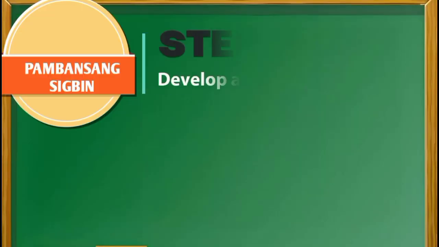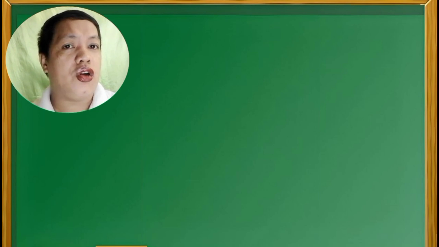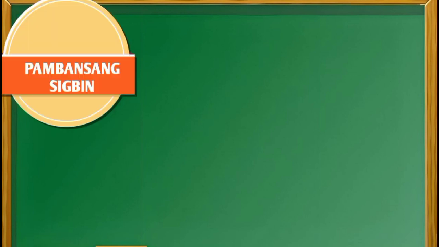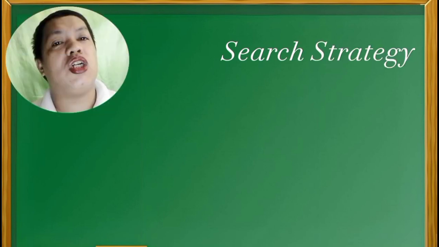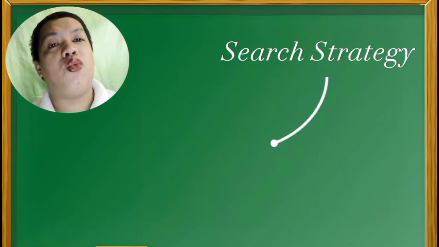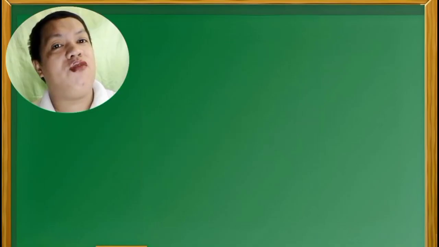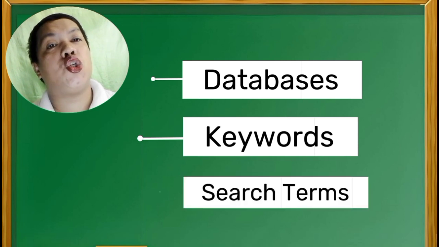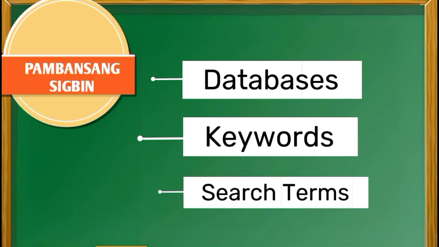Step 2 is develop a search strategy. What do you mean? Once you have identified your research questions or your thesis questions that you've indicated before your thesis objectives, you need to develop a search strategy to find relevant literature. This involves identifying the right databases, the right keywords, and the right search terms to use in searching.